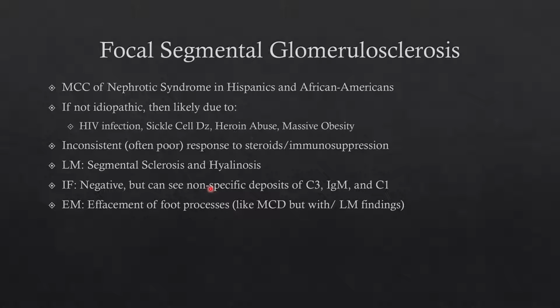And this is the most common cause of nephrotic syndromes in Hispanic communities and African American populations. It also often has a poor response to steroids and immunosuppression. So think of your cyclophosphamides, your prednisolones, prednisones. On light microscopy, you're going to see segmental sclerosis, which kind of gives away the name, the focal segmental, meaning only a portion of the glomeruli will actually be affected by this. And you're going to actually see sclerosis and hyalinosis.